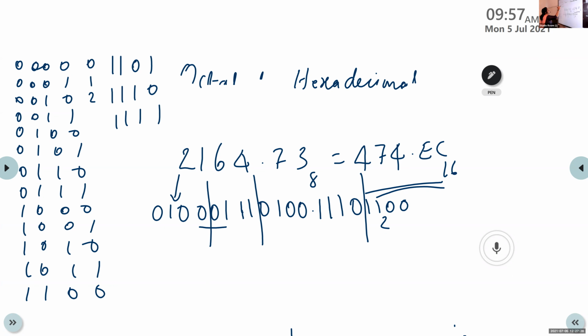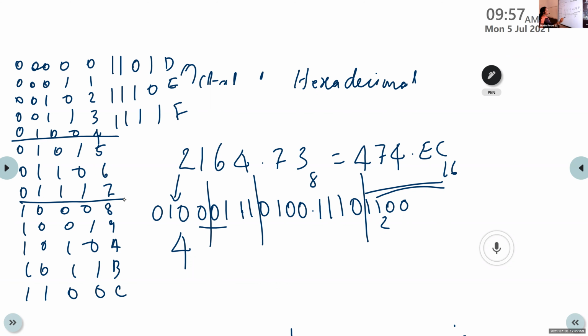0, 1, 2, 3, 4, 5, 6, 7, 8, 9, A, B, C, D, E, and F. This is the 4-bit table. So use this 4-bit table to convert these binary groups into the corresponding hexadecimal number. So 0100. What is 0100? It is 4.